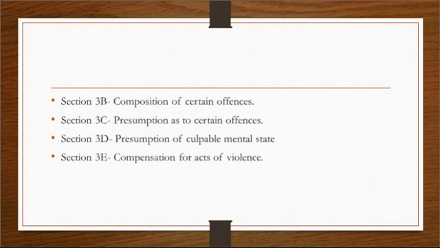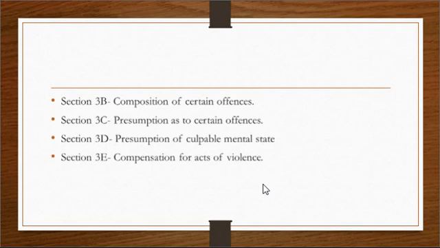Okay. Now see, section 3B under the Amendment Act talks about composition of certain offenses, right? So the act says that if a person who is prosecuted for committing an offense under section 3 subsection 2, then with the permission of the court, this offense can be compounded by the person against whom such act of violence is committed. So basically under section 3 subsection 2, there can be composition of offenses, right?